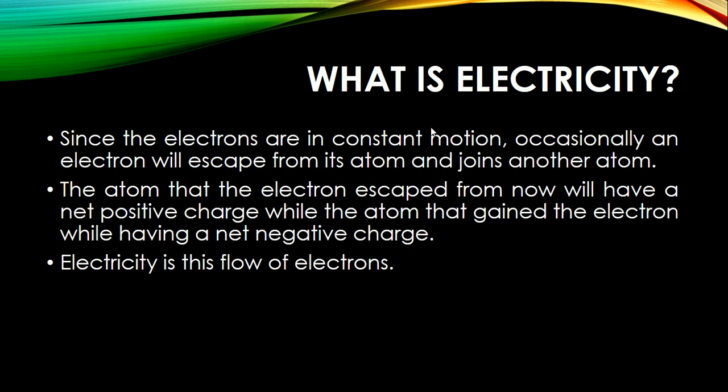And then since electrons are in constant motion, occasionally an electron will escape from its atom and join another atom. The atom that the electron escaped from will now have a net positive charge, while the atom that gained the electron will have a net negative charge, because electrons are negatively charged. When the electron left that atom, there were more positive charges than negative ones, so it has a net positive charge, while the atom that received the electron has a net negative charge. So electricity is this flow of electrons.